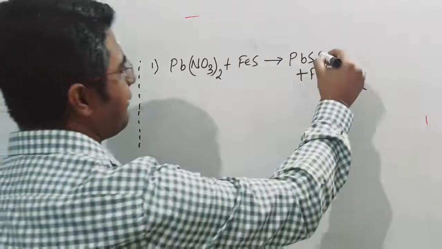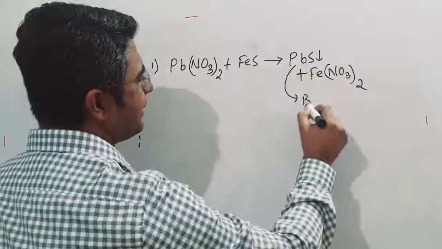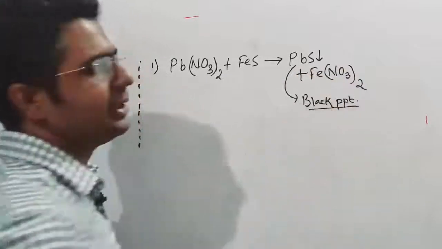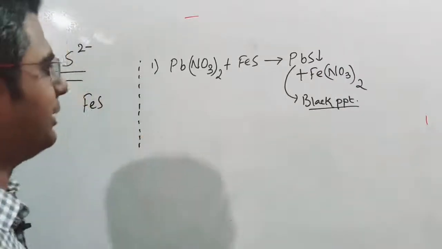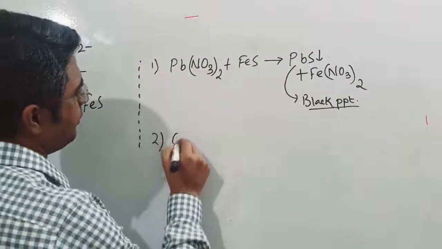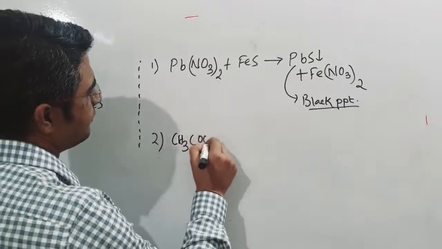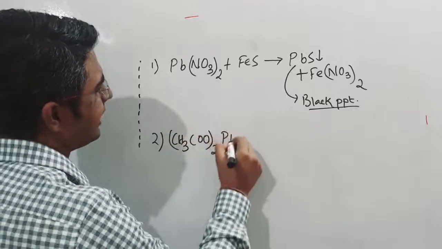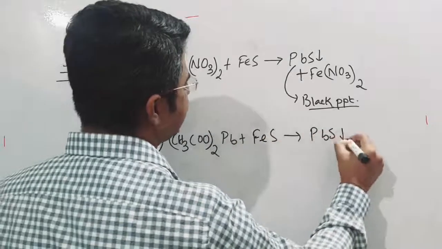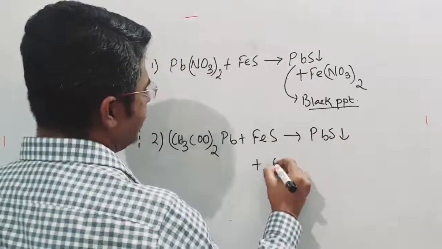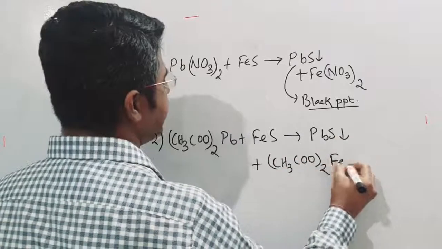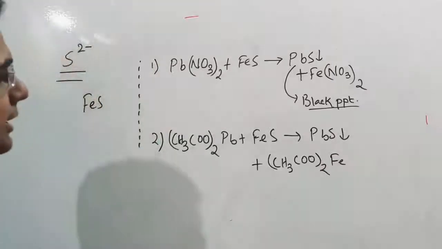So this will have a characteristic black precipitate. ठीक है? So this is very important, and the same reaction can also be done with number 2, if you use lead acetate solution. Just use lead acetate solution with FeS, then also PbS will be precipitated as a black one, and along with that (CH3COO) whole twice Fe. ठीक है ना? So this is also a black precipitate.